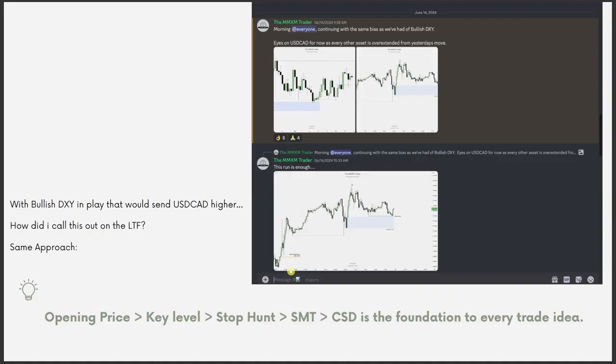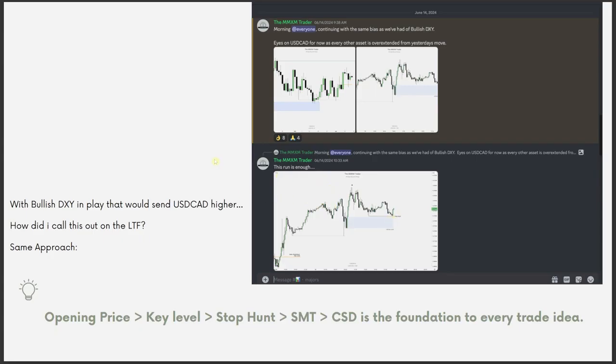Another slide of the Discord, of course, no hindsight at all, that's how we roll over there. So over here we've got USD CAD as an example, right? Over here continuing with the same buys, bullish DXY, and then we have our eyes on USD CAD because all the other dollar pairs were overextended, but USD CAD was still resting in discount, so that makes for a higher probability move up, right? I'm going to outline why this run was enough. So there was a little liquidity run over here.